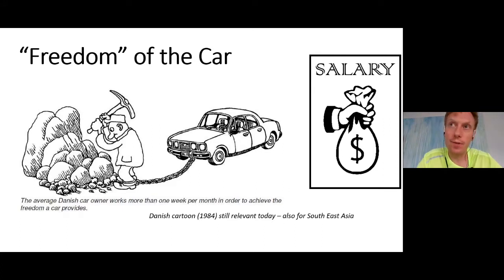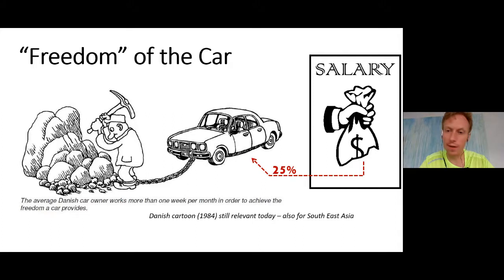And Denmark and Amsterdam and so on, they have also gone through that, where the cities were just cluttered with cars, and then people just revolted and said, we don't want this. It's not a good quality of life. We want infrastructure for bicycles and pedestrians and public transport. So basically, you spend about 1/4 of your salary to own and operate this car. So that's sort of the freedom of the car.